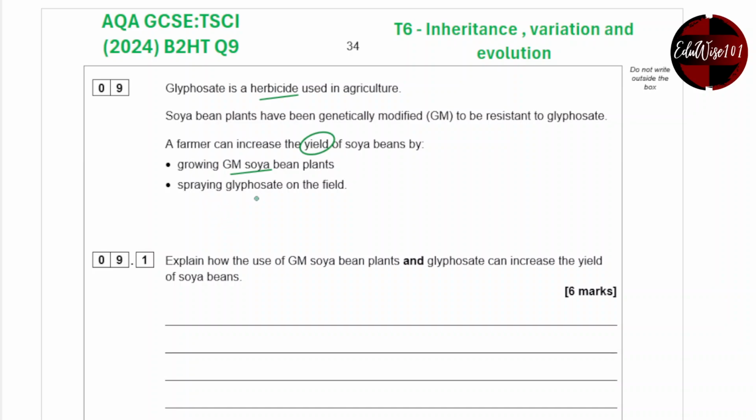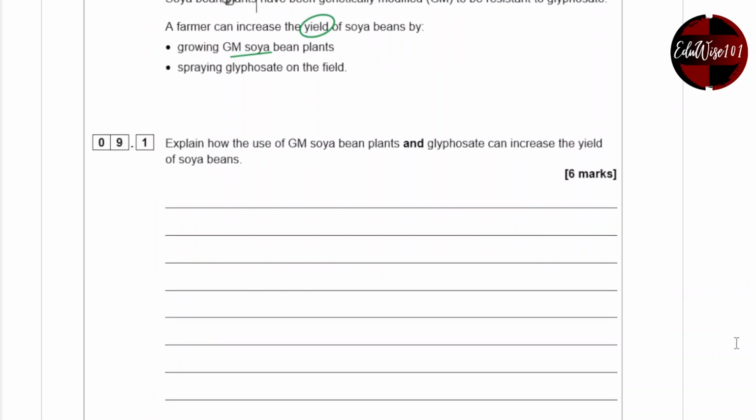Right? Spraying glyphosate. So, growing genetically modified soybean plants and spraying glyphosate on the field. Spraying glyphosate will actually kill off the rest of the weeds. It won't kill off these soybean plants. The normal soybean plants might actually be killed. That's why you need to use GM soybean plants. Right. Let's have a look at the question. Explain how the use of GM soybean plants and glyphosate can increase the yield of soybean plants.